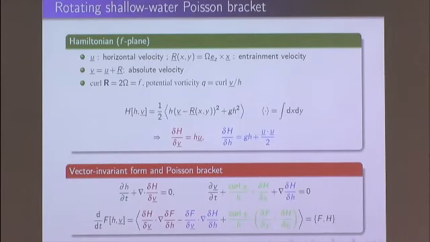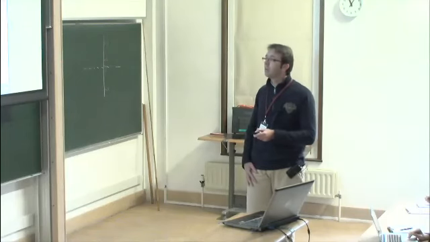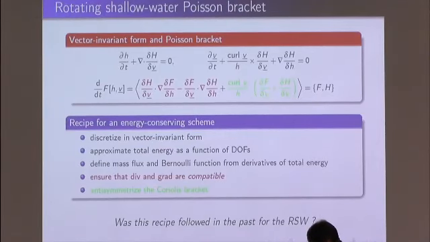So I need a discrete rule of integration by parts in my discrete scheme. So that's antisymmetric, and if f is h, then energy is conserved. That's 0. Okay, so that's the recipe. I will discretize in vector invariant form, as actually not everybody does, but many do. I approximate total energy, define mass flux and Bernoulli function as derivatives of total energy, ensure that div and grad are compatible, so that's my discrete integration by parts rule, and I'll make sure the Coriolis term is antisymmetric. So that's all. And you are guaranteed to have conservation of energy.